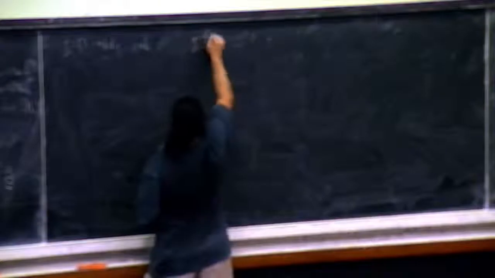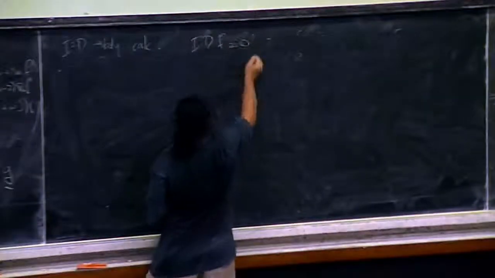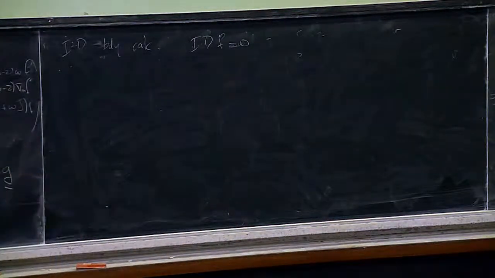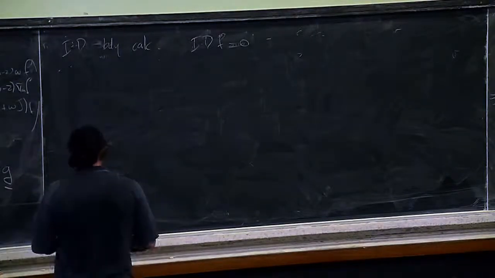Boundary calculus. And we want to use it for the I dot D problem. So you want to look at this problem with some boundary data, you know, boundary conditions. There's then a question of what are good boundary conditions. So anyway.